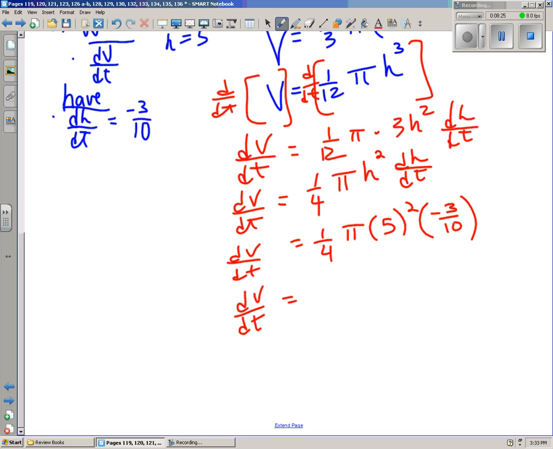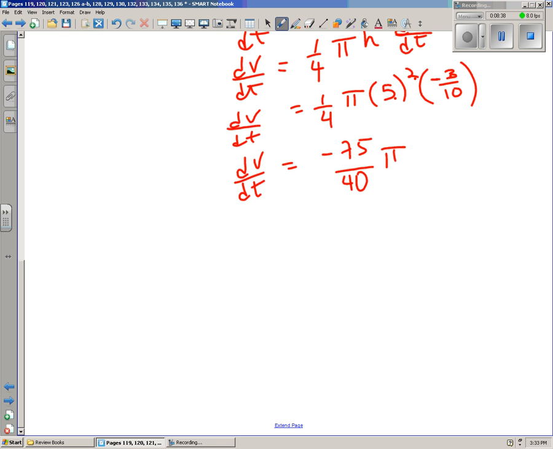5 squared is 25 times negative 3. Well, actually, let's think about it this way. 5 squared is 25. And this is fine. Times negative 3 is negative 75. 4 times 10 is 40 pi. Reducing this fraction, we can divide out by 5. If we divide out by 5, we would get negative 75 divided by 5 is 15. 40 divided by 5 is 8 pi.